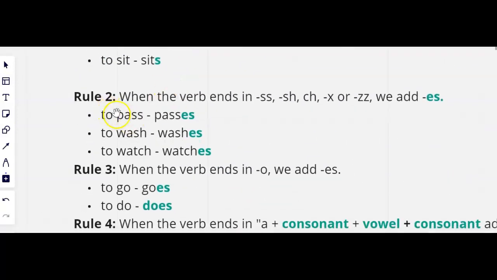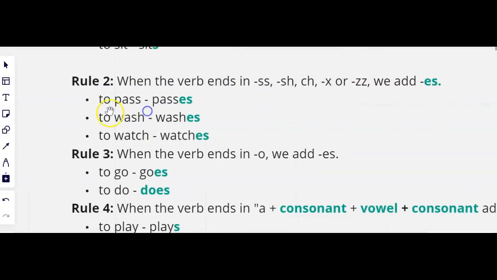But in rule number 2, if the verb ends in ss, sh, ch, x, or zz, we add es. For instance, those words like to pass would be passes. She passes or he passes. Okay? To wash, he or she washes. To watch, he or she watches. All right? So that would be rule number 2.